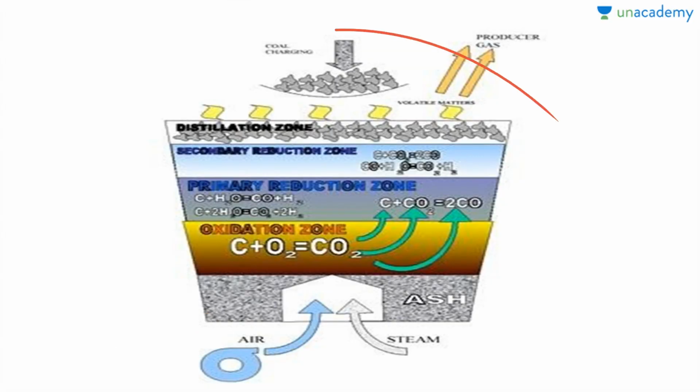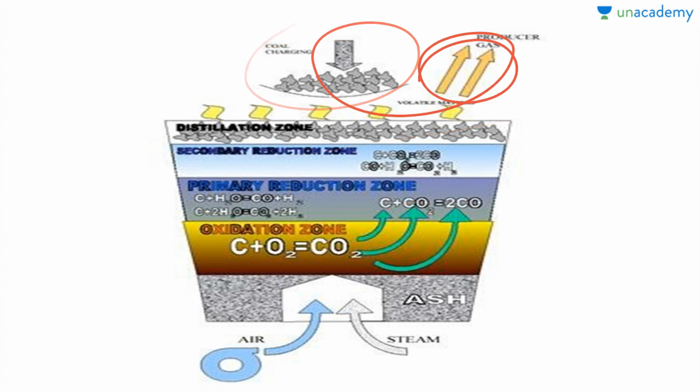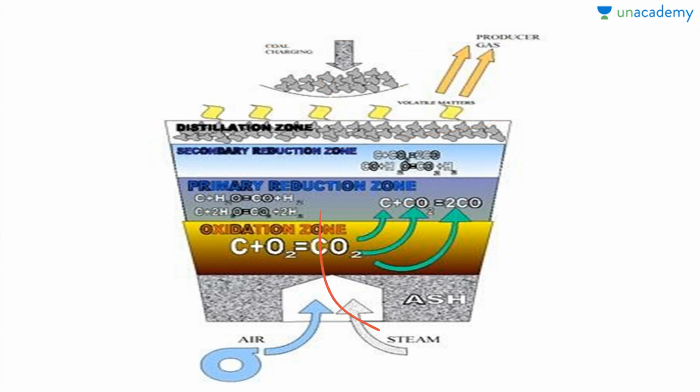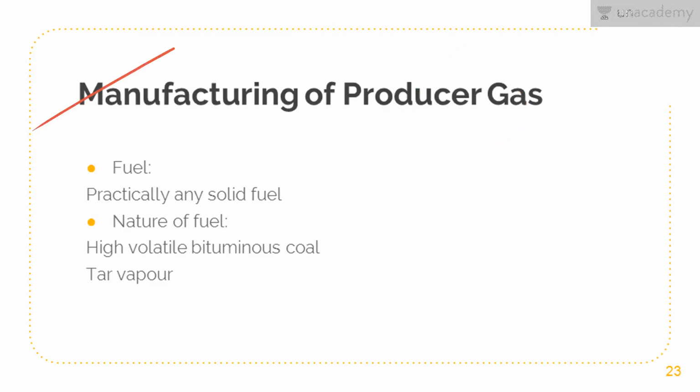So this is the primary gas you get. You can see the primary gas, and these are the various methods of distillation by which the producer gas is obtained. So, manufacturing of producer gas: the first thing will be the fuel.